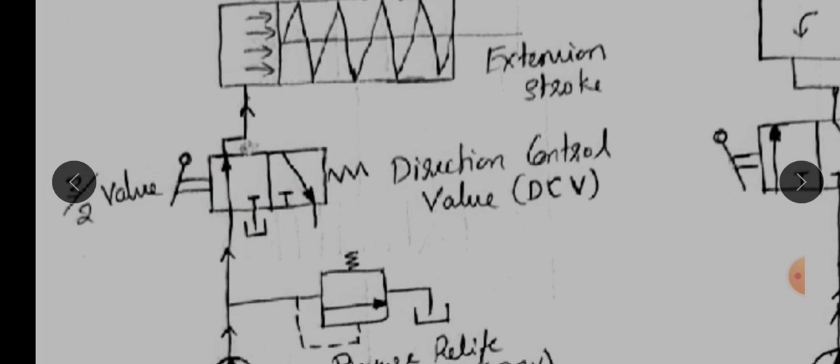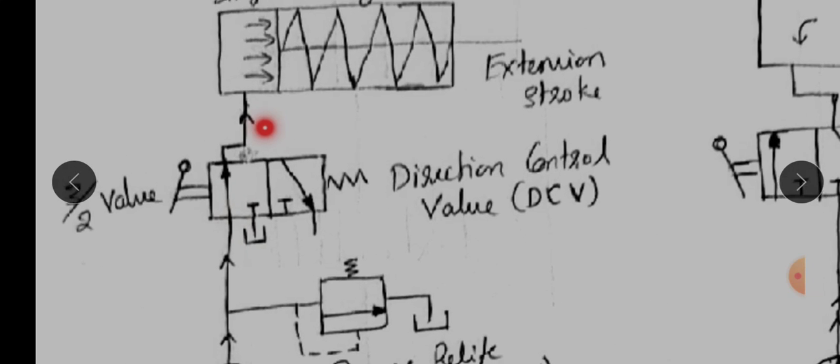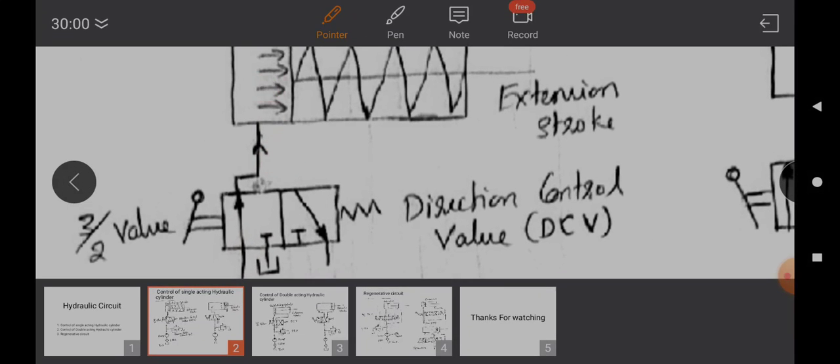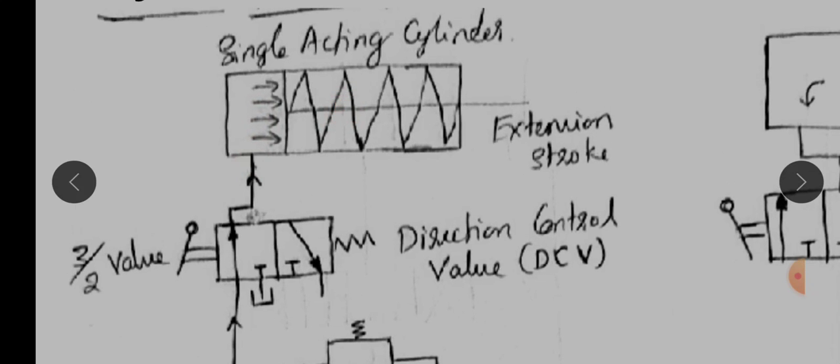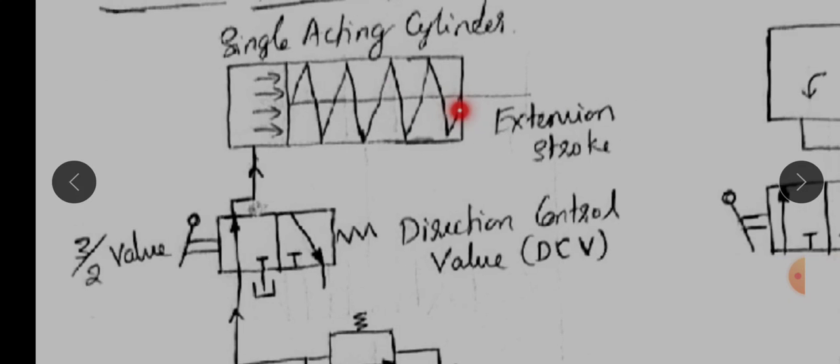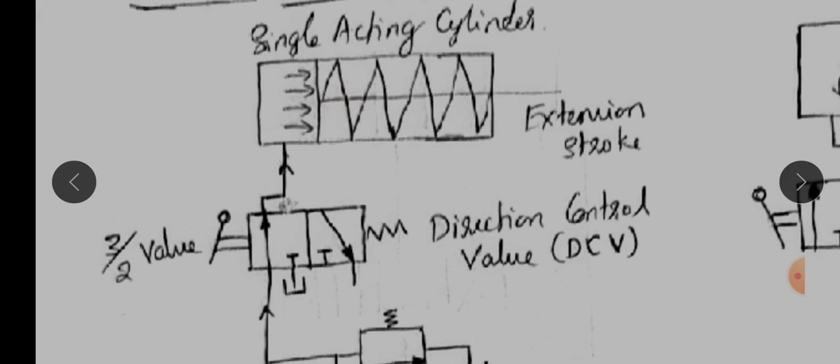This is the first position of the direction control valve, where the liquid is transmitted from the pump to the actuator. The arrow mark is shown here. Then it is transmitted inside this single acting cylinder. We call it single acting because it has only one port for the input and output of liquid. The liquid comes here and pushes the piston in this direction, the extension direction, and because of that extension takes place.